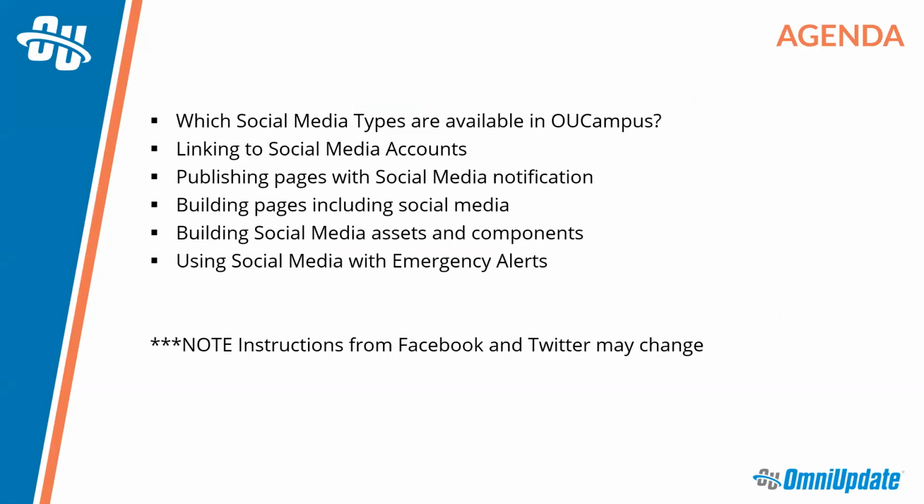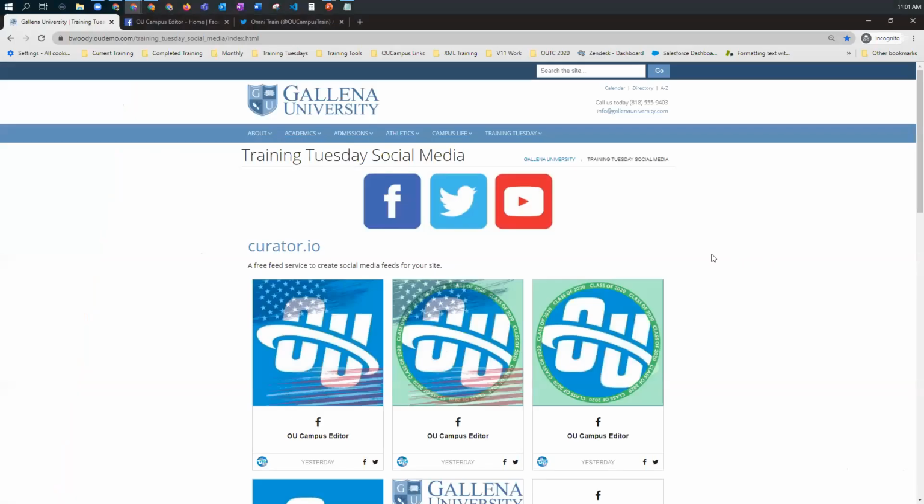Our agenda today, we are going to focus on the different types of social media that are in OU Campus that you can use, linking to those social media accounts, sending out notifications to those social media accounts when you publish pages, building pages including social media, and then how to build some social media assets and components. And then lastly, we'll touch on using social media with emergency alerts. And with all that being said, let's go ahead and jump into the samples here.